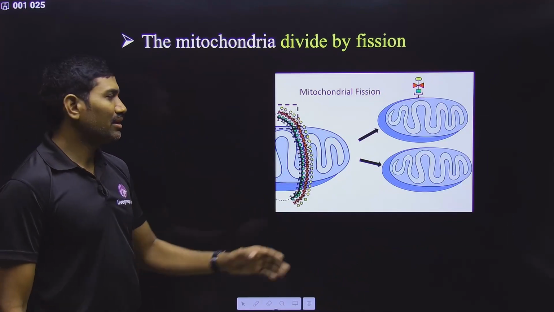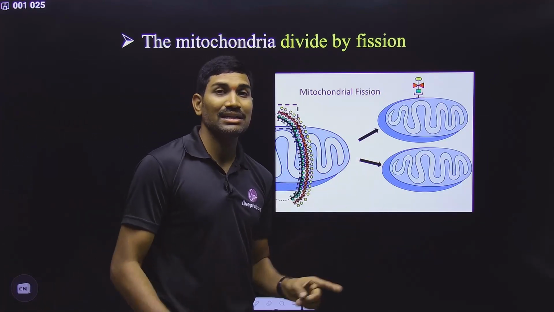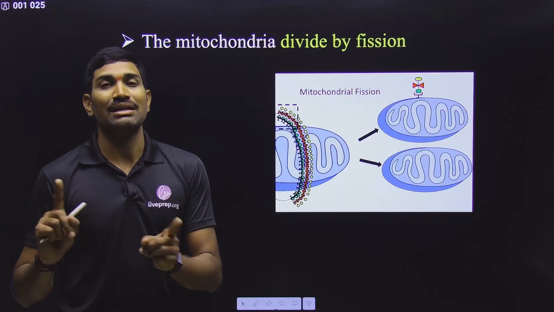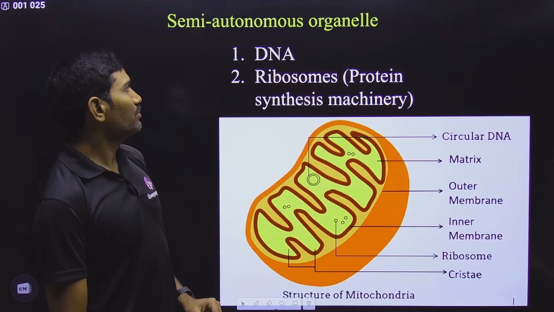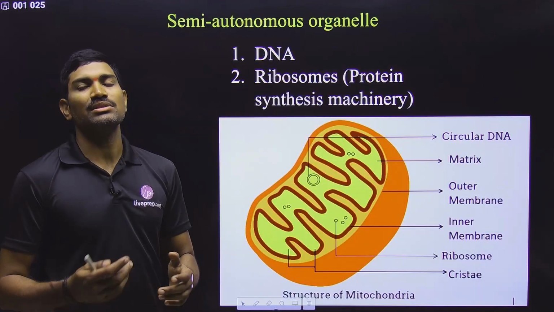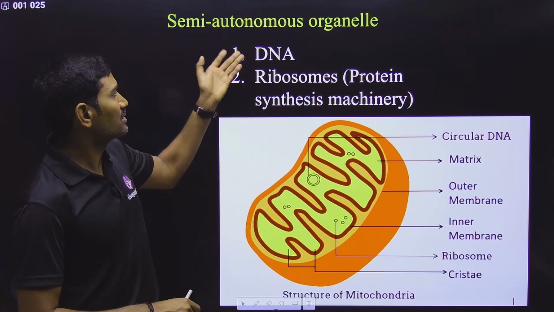And mitochondria will divide by fission. Please remember, this is one property that is similar to prokaryotes like bacteria. Yes or no? So this is one important point. And it is called a semi-autonomous organelle. Semi-autonomous. Why is it called semi-autonomous?